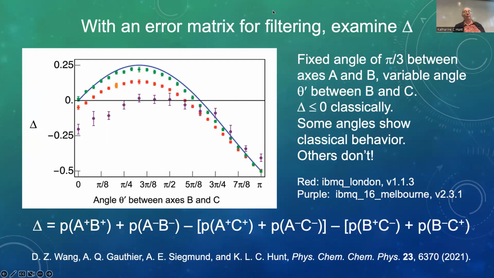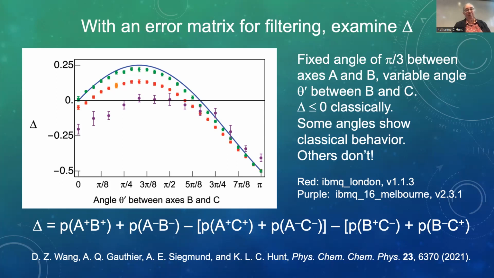Examine delta. These are the actual experimental results. This is on IBM London mostly. The red and the green are on IBM London. The purple is IBM Melbourne. IBM Melbourne was really attractive because at the time it had 15 qubits available. But the problem was that IBM Melbourne fulfilled David Mermin's worst nightmare, that you couldn't really see the violation of Bell inequalities on that computer due to the fault level.